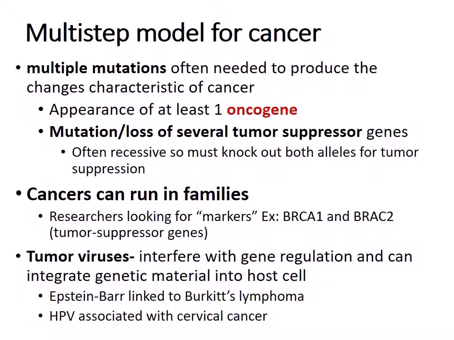So with cancer, it's usually not one thing that's wrong, it's usually several things that go wrong. So researchers call this a multi-step model for cancer. Multiple mutations are often needed to produce the changes characteristic of cancer. So with this, usually there's at least one oncogene increasing the rate of cell division, and then there's the mutation or loss of several tumor suppressor genes. So lots of times these mutations are recessive, so they'd have to knock out both alleles to stop tumor suppression. Cancer can run in families, as probably many of you know.